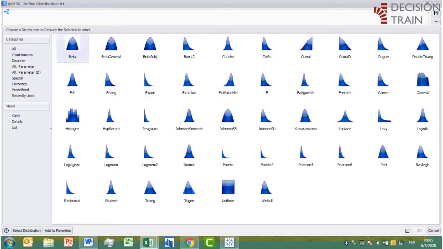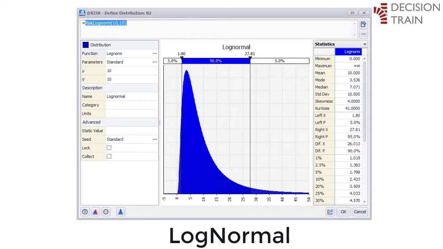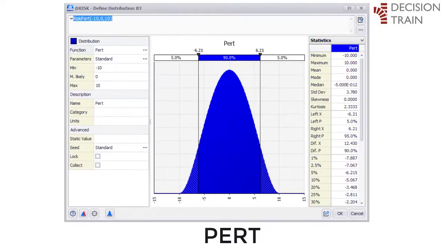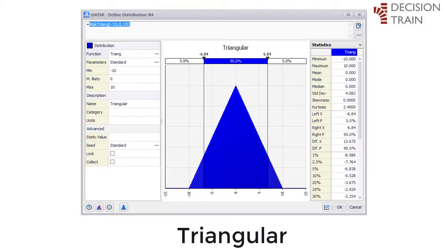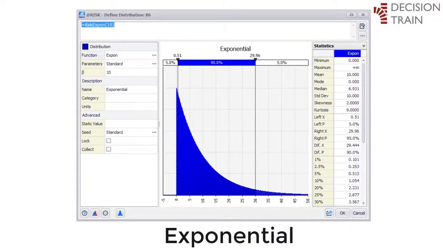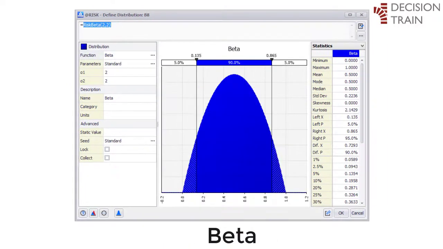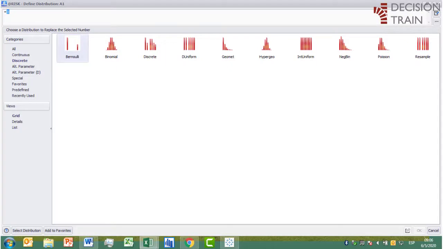Some of the most common continuous probability distributions include the normal, log normal, PERT, triangular, uniform, exponential, gamma, and beta. As opposed to continuous distributions, there are also discrete distributions.